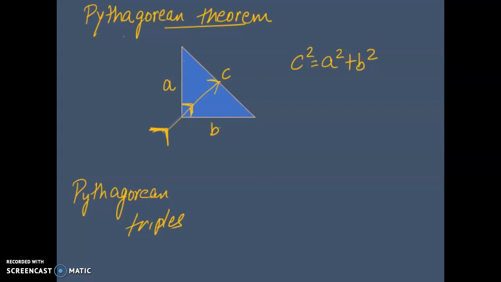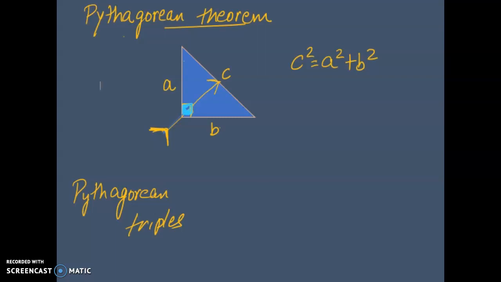Okay, let's talk briefly about the Pythagorean theorem. As we know, the Pythagorean theorem deals with a right triangle, and as you can see from this diagram, the side opposite to the 90 degree angle, which I am shading in blue right here, is the biggest angle in the right triangle. That side is called the hypotenuse.